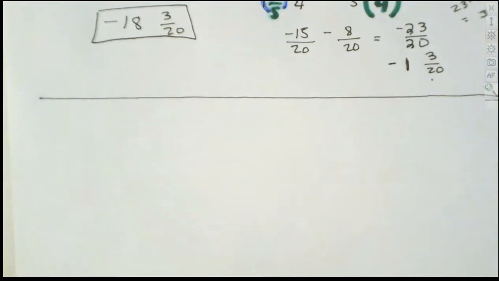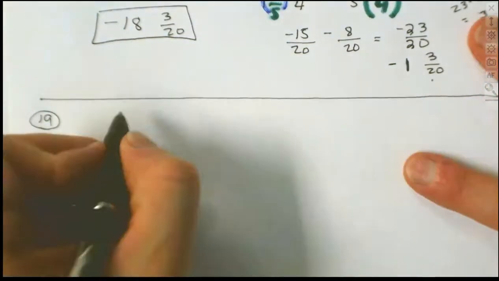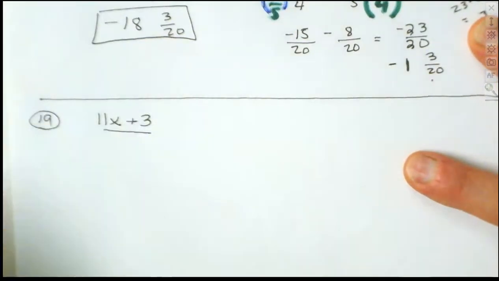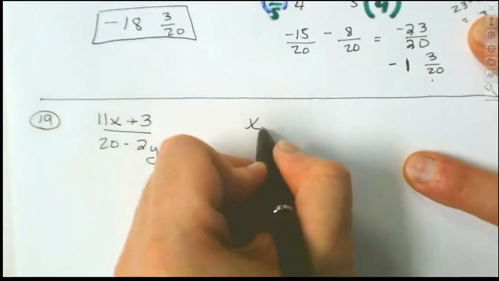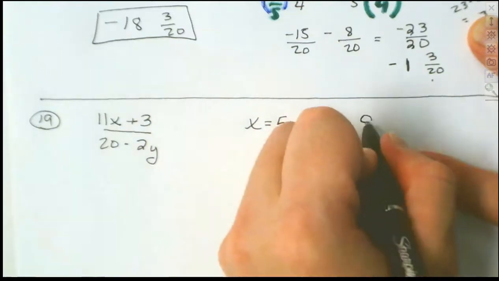All right, so there's that one. Hopefully we have enough examples of that now. And that was question 18. So now we'll move on and we'll look at question 19. We've got 11x plus 3 over 20 minus 2y. And we've got x equals 5 and y equals 9, right?